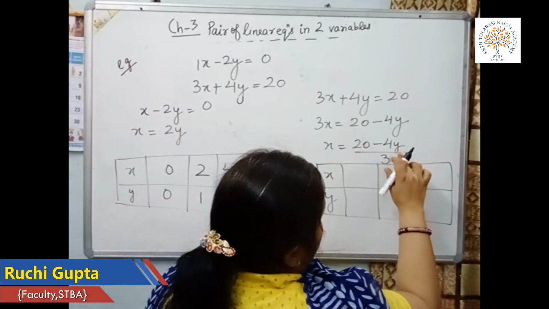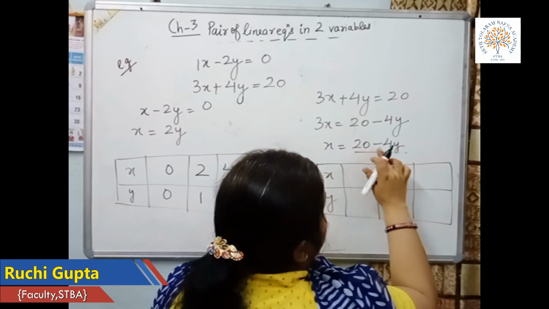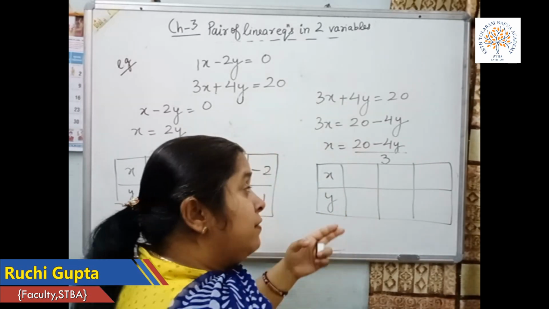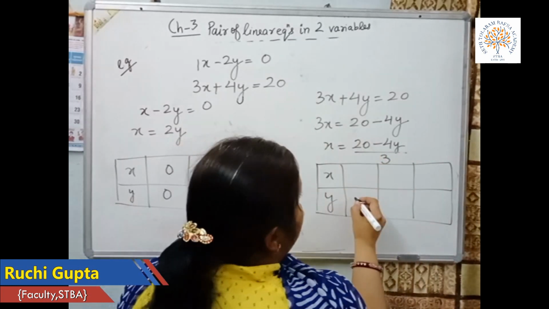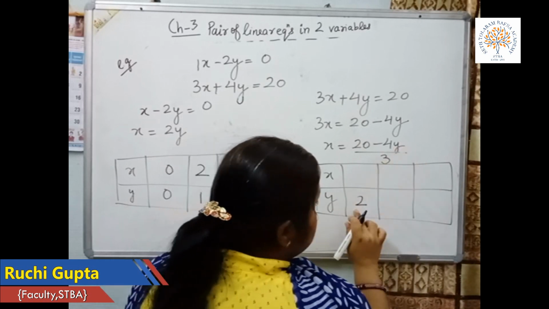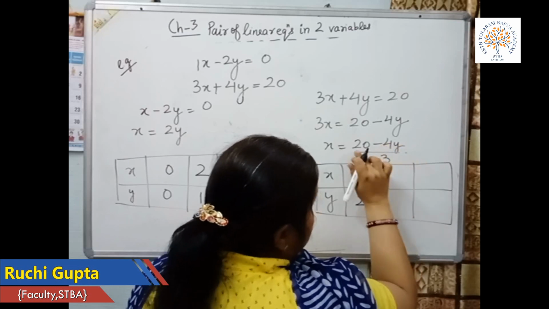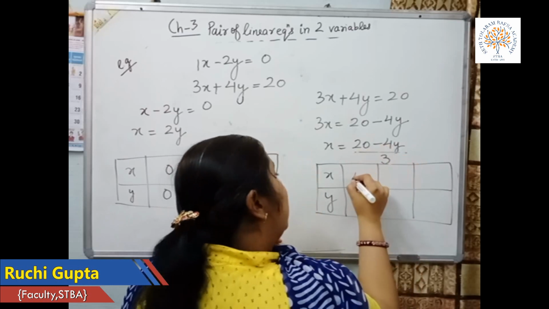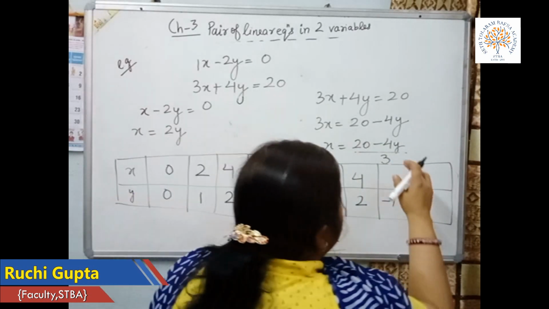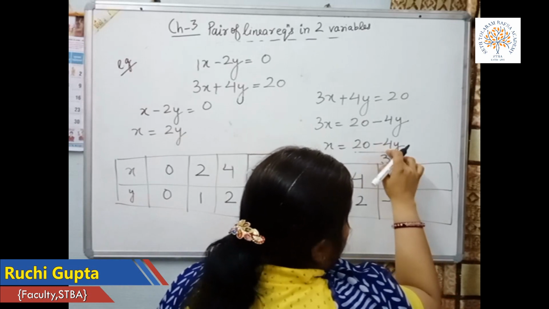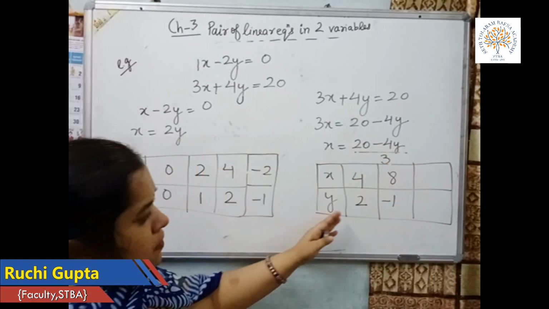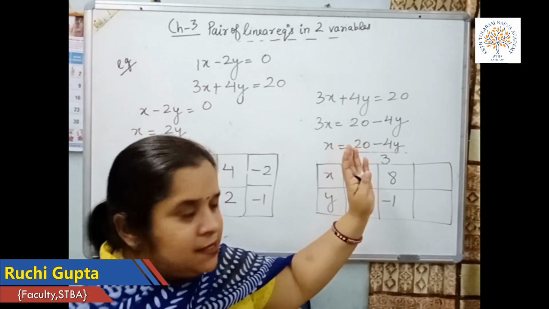Avoid 0. If I put y is equal to 1, then 20 minus 4 is 16 upon 3. That point will also be a fraction. So take y is equal to 2. If I take y is equal to 2, then 4 twos are 8, 20 minus 8 is 12, so 12 upon 3 is 4. Or suppose I take y is equal to minus 1. Then minus 4 into minus 1 is plus 4, so 20 plus 4 is 24 upon 3, which is 8. Okay, so 2 points are sufficient to draw this graph.